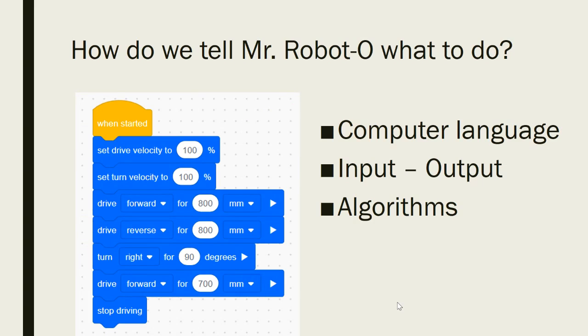How do we tell Mr. Roboto what to do? Mr. Roboto works on computer language. In this case, VEX VR works in a Python typed language, but with blocks. It runs on an input output strategy, meaning that whatever you input into the system is what you will get in the output. Again, the example of the remote control, if you push the volume up as the input, the output will be the speaker on your TV getting louder and louder.